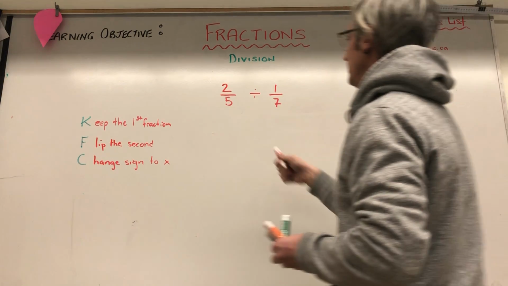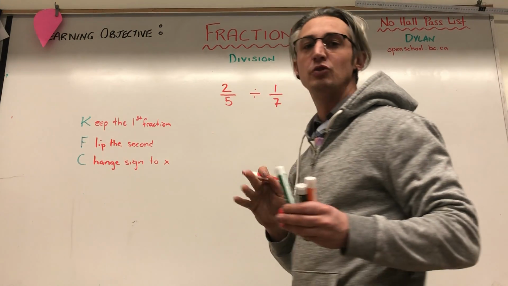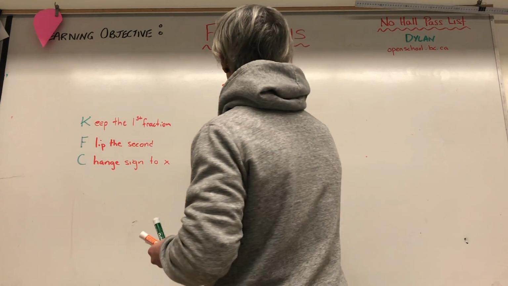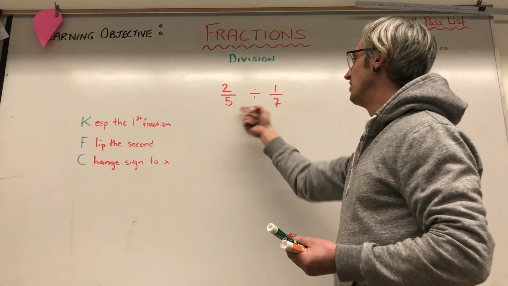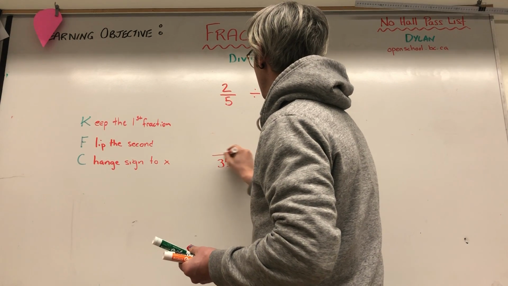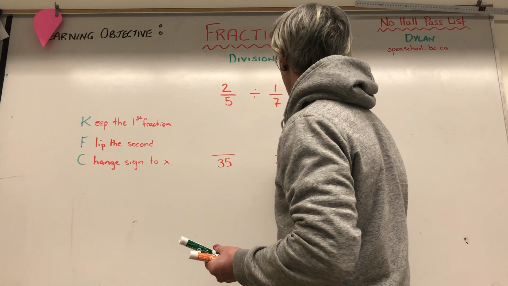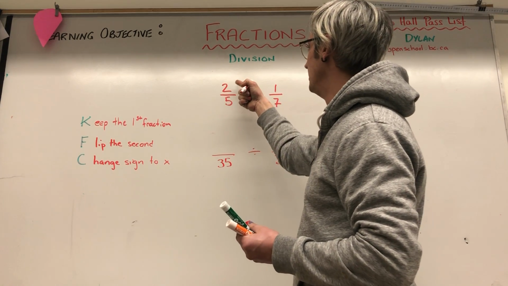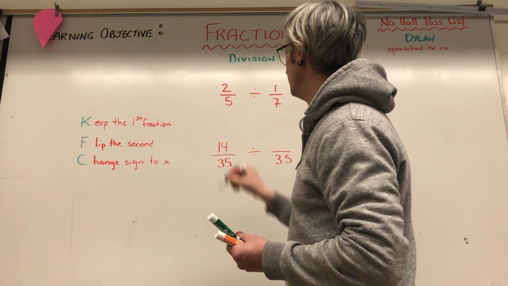Okay, so I would say, what's my common denominator? I'm going to do it the long way first, and then I'll show you how quick the shortcut way is. Easiest way to find a common denominator is just multiply them together. 7 times 5 is 35. So I'm going to use a common denominator of 35. 5 goes into 5 7 times. 7 times 2 is 14.